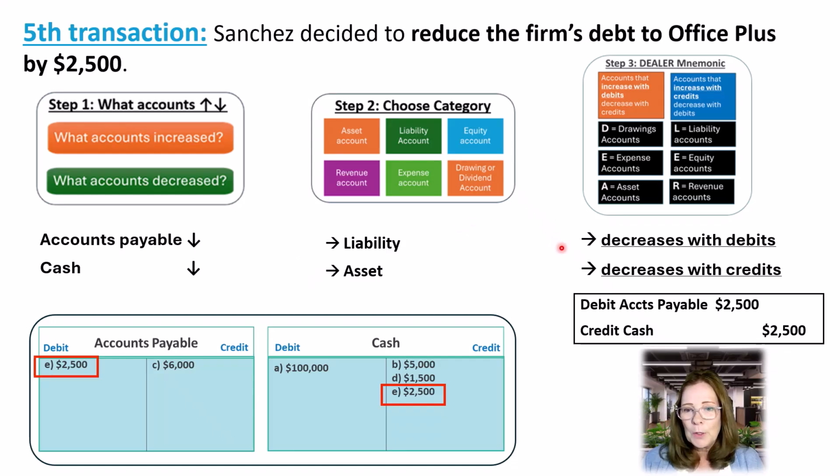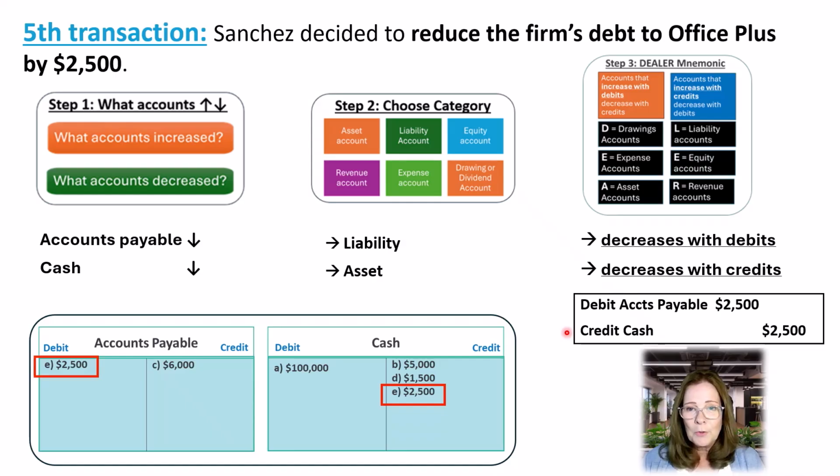So now in step 3, we use the DEALER mnemonic, and the DEALER mnemonic tells us that liabilities are on the right side, and they increase with credits and decrease with debits. The accounts payable decrease, so that means that the account decreases with a debit, and we need to debit the accounts payable account. Next is the decrease in cash, which is an asset, and the DEALER mnemonic tells us that assets increase with debits and decrease with credits. The cash decreased, so that means that the account must decrease with the credit, and we need to credit cash.